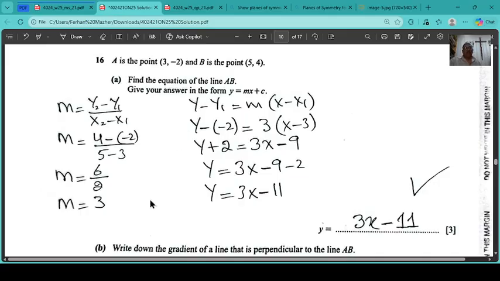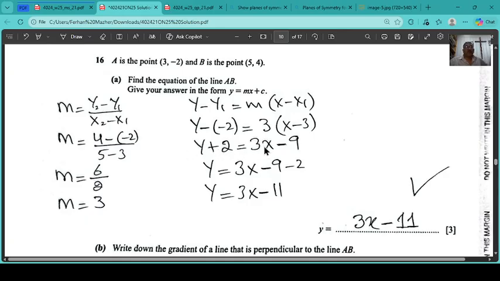So here we have question number 16. First of all, we will find the gradient, (y2 - y1) divided by (x2 - x1). This will be (4 - (-2)) divided by (5 - 3). It will be 6 by 2, that is 3. So the gradient of the line AB will be 3. Then for the equation, I use the formula y - y1 = m(x - x1). (x1, y1) is the first point. You can use the B point also, there's no problem. m is this gradient. So y - (-2) = 3(x - 3).